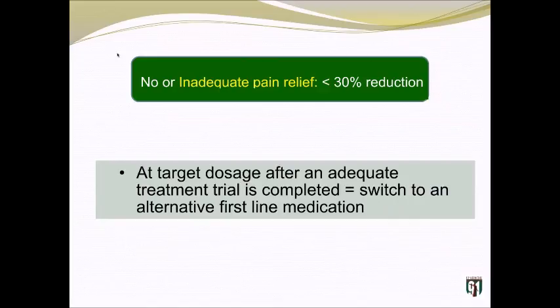If there is no or inadequate pain relief, meaning less than 30% reduction of the initial pain level of our patient, then what is needed is probably to switch to an alternative first-line medication. So the other medications that we have discussed earlier have to be tried. Now again, our medications for neuropathic pain do not take effect instantly or within a day or two. So the patient has to be patient enough to get the relief that we want for our patients.